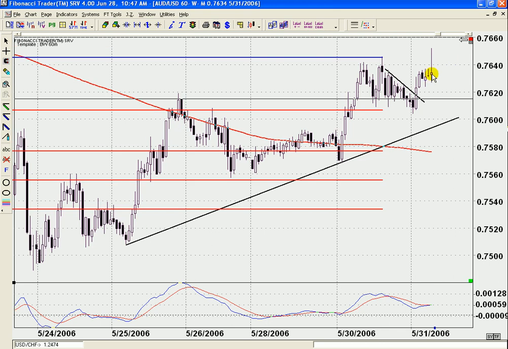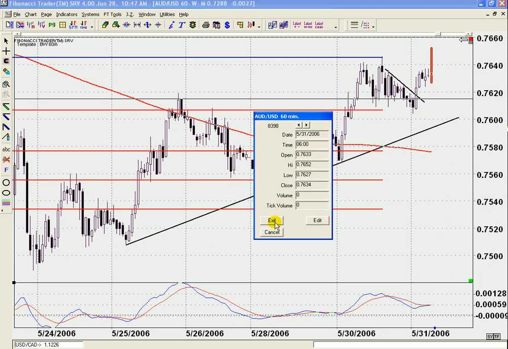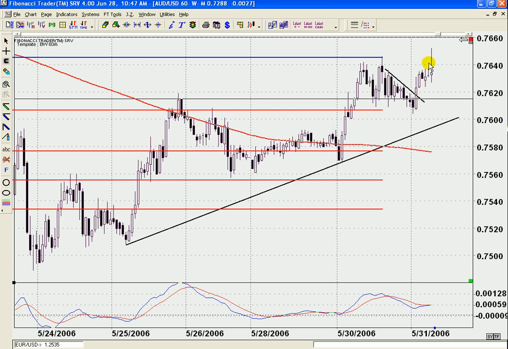Price spikes up to as high as 76.52, but what does price not do? Price does not hold above 76.40, and it really needs to hold above 76.40 for the trend to continue. Now what we'll do is trail it with our short-term trend line here. If price does not hold above 76.40, that is a short.